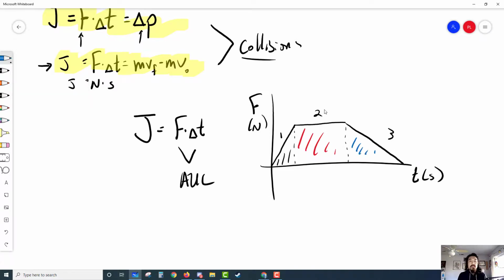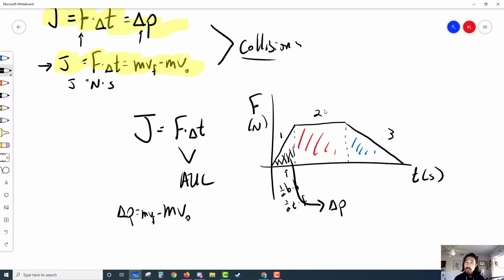Because this is a force times time graph, the area under the curve for section 1 will be 1/2 base times height, where the base is the time and the height is the force. That can give us the change in momentum. This is extremely helpful if you know the object's initial momentum, because the change in momentum is always the final momentum minus the initial momentum. The big major point here is that whatever the area under the curve is, that is the change in momentum. And we can say that is the impulse.